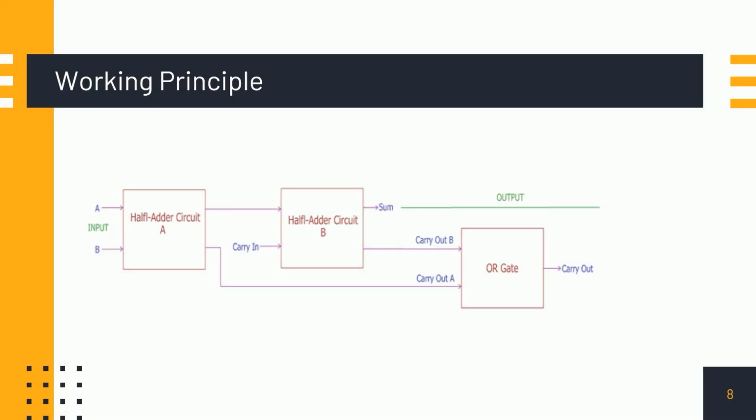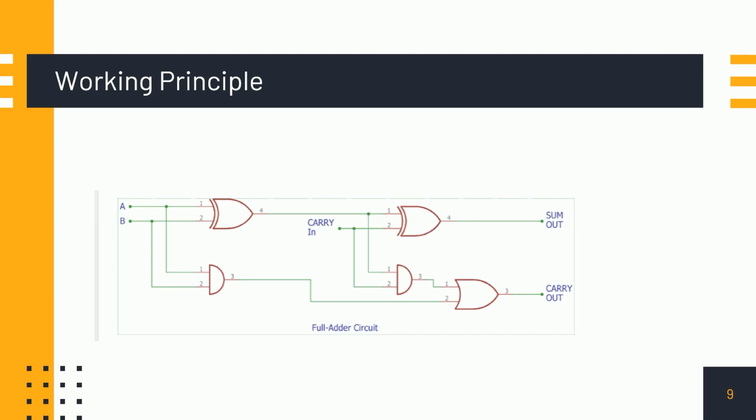For full adder circuit construction, we normally add two half adder circuits with an extra OR gate. Here you can see the block diagram where two half adder circuits are added together with an OR gate. The first half adder circuit is on the left side. We give two single bit binary inputs. It will provide a sum out and carry out bit.